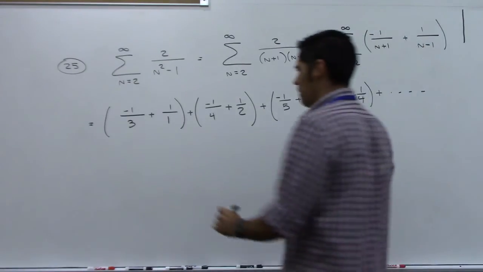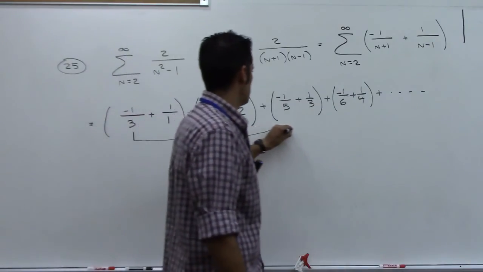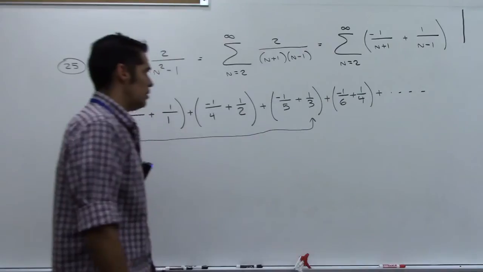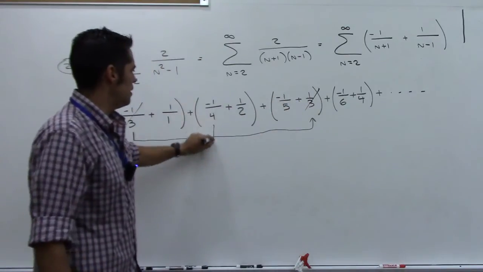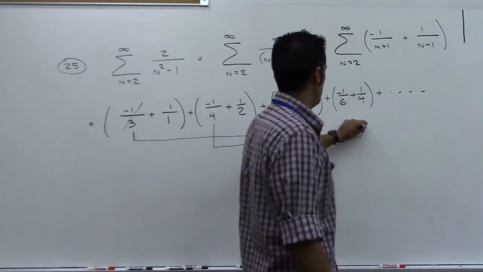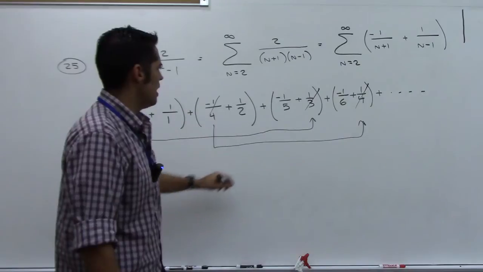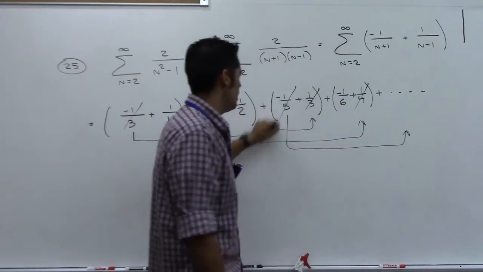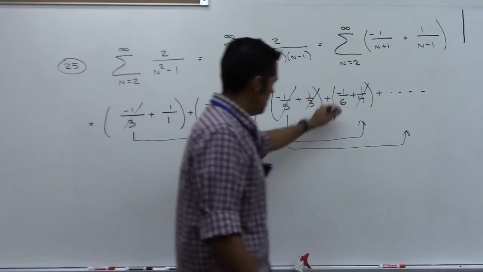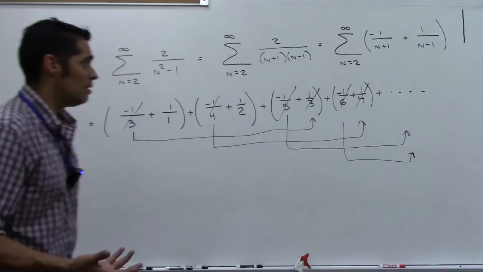I notice that this negative 1/3 would actually cancel out with that positive 1/3. Those two would actually go away. And then the negative 1/4 would cancel out with this positive 1/4. And the negative 1/5 would probably cancel out with the 1/5 I would get down there. And the negative 1/6 would cancel with something I would get down there. So I'm noticing this is going to be a collapsing series.